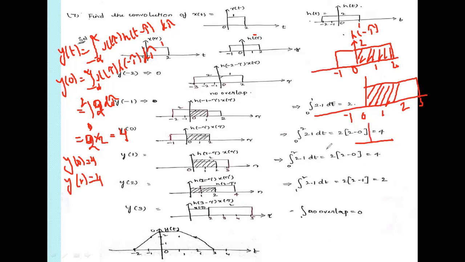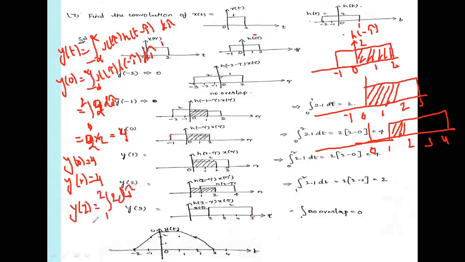Still the graph moves towards the right. It starts at 0 and goes from 1 to 4: 1, 2, 3 and 4. So now the overlapping is only from 1 to 2. The y of 2 is equal to the integral from 1 to 2 of 2 d tau. So 2 minus 1 is 1, and the value is 2. So y of 2 is equal to 2.